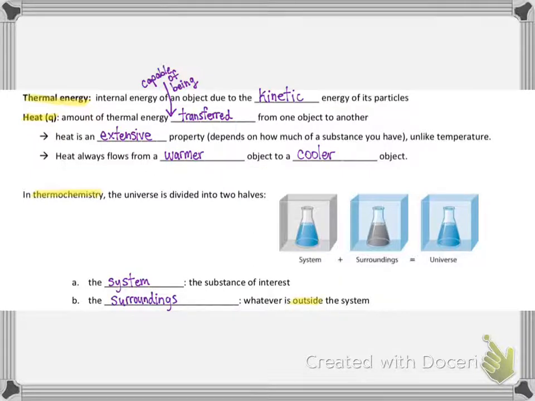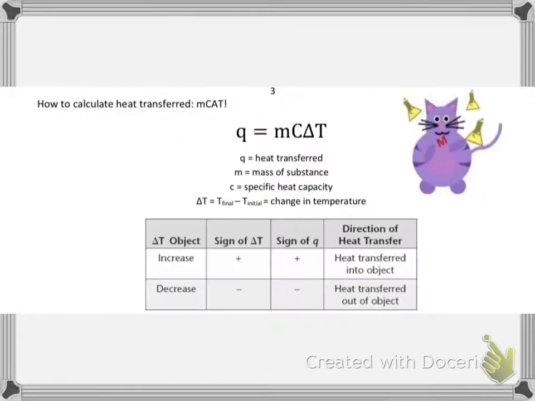Now let's remind you of one of the best equations of all. mCΔT. Why is it the best? Well, it's got a cat inside, of course. So mCΔT is the equation we use to calculate Q, aka the amount of heat being transferred. So if you recall, m is the mass of the substance measured in grams, C is the specific heat capacity, and ΔT is T final minus T initial, the change in temperature.